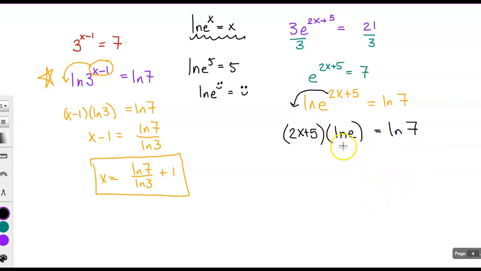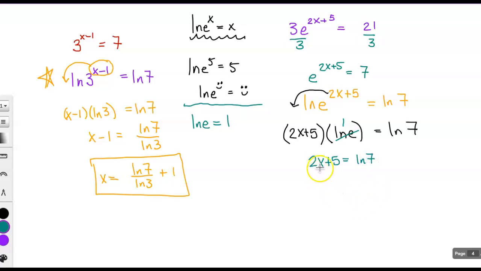You're going to divide both sides by the natural log of e at this point. However, another natural log rule is that the natural log of e is just 1. So technically, we can just say this is 1 and we don't need it. But again, if you forget that, your calculator will take care of it. So it's really not that big of a deal if you forget. So really, this is 2x plus 5 equals just the natural log of 7.